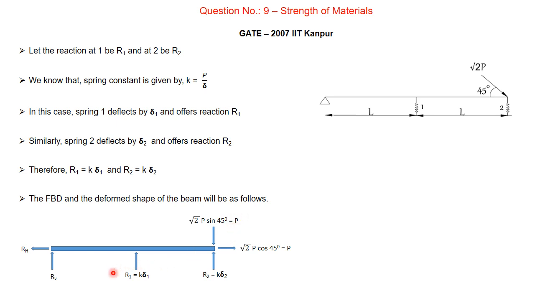And as I told earlier, reaction at location 1 is going to be R1 equal to K into delta 1, and at location 2 it is going to be R2 is equal to K into delta 2. Now the deformed shape, or I can say settlement of this rigid beam, takes place in this manner, wherein this is delta 1 and this is delta 2, and these points 1 and 2 are equally spaced, that is this is L and this is also L here.